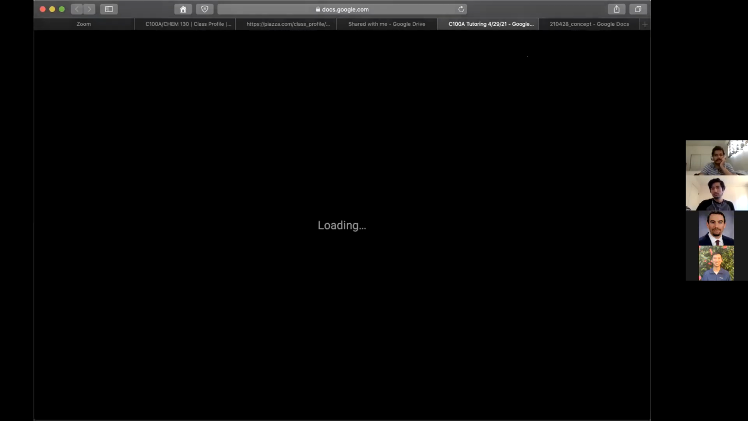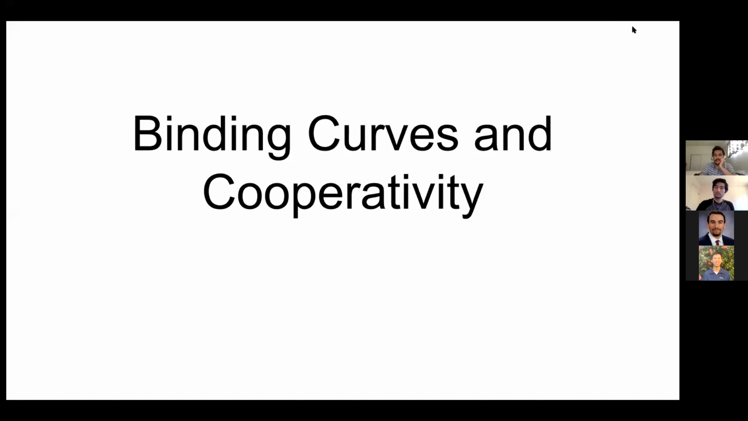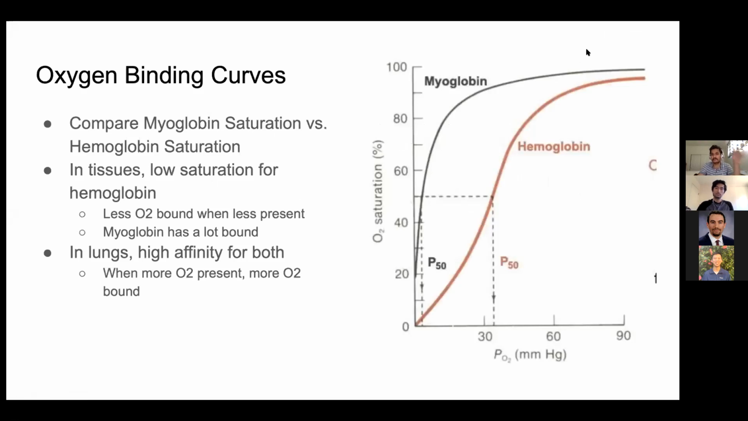All right. Hey, everyone. So I will be picking things up and we'll talk about binding curves and how they relate to cooperativity. There are different types of binding curves, and our best example, I think, is looking at the oxygen binding proteins, myoglobin and hemoglobin. So you can see on this graph on the right, there are definitely differences in how myoglobin and hemoglobin bind oxygen, depending on how much oxygen is actually present.